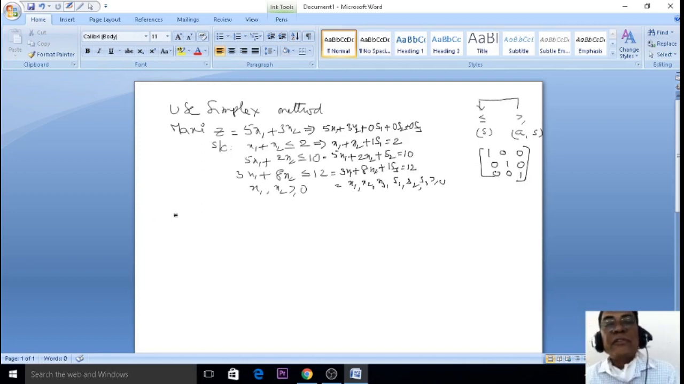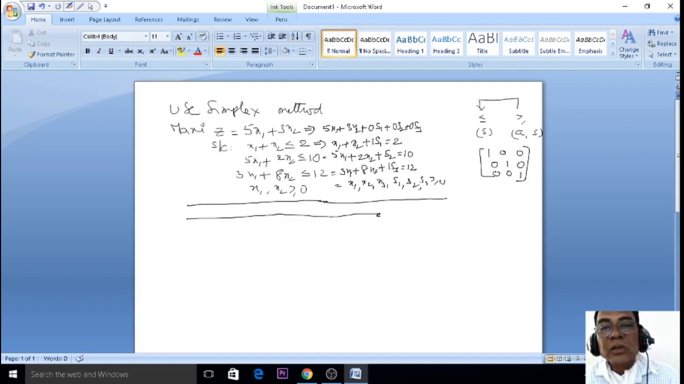So the first step is to convert the inequality equations to equal equations. Next, go to the simplex table. This is the simplex table; it is a constant tabular form. Now please draw two horizontal lines. This is the Cj column, this is the basic variables column.